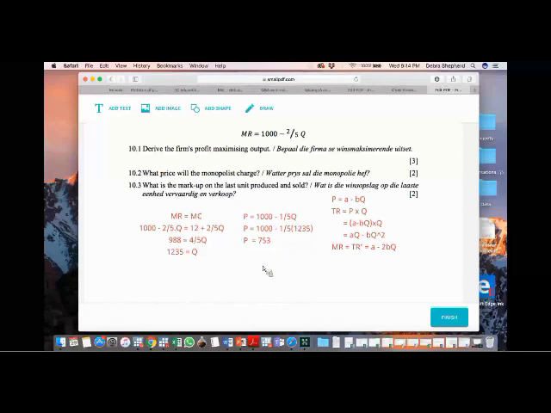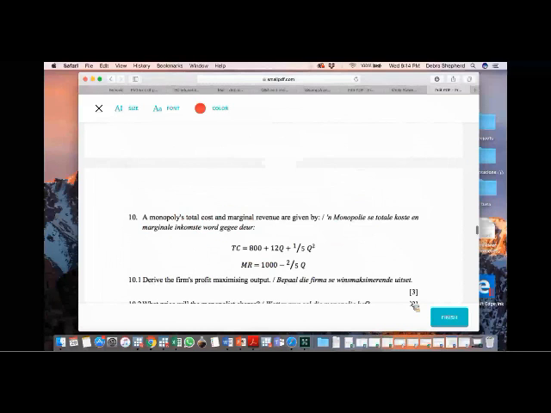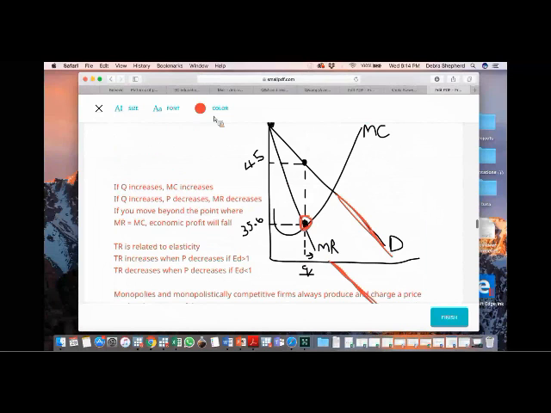10.3 then asks us, what is the markup on the last unit produced? I'm just going to show you in the picture where we find the markup. The markup is the additional revenue that is made on the last unit produced above its marginal cost. So markup is this distance here. It's price minus marginal cost. If we know what the price is at the quantity and we know what the marginal cost is at the quantity, then we can find the markup by that difference.